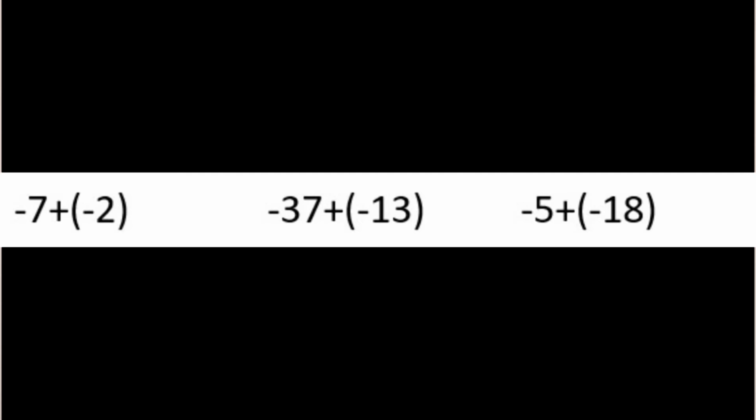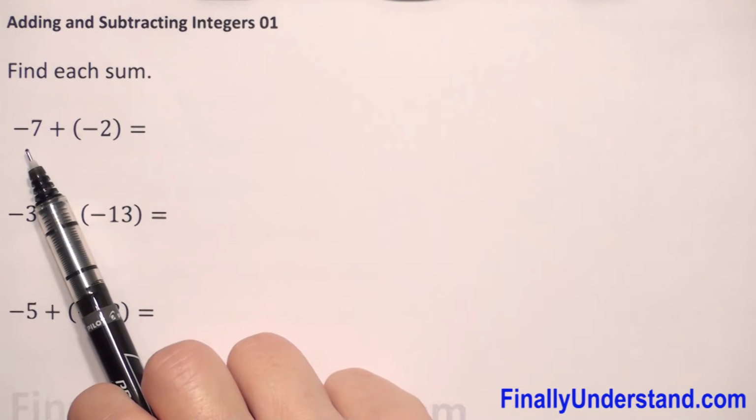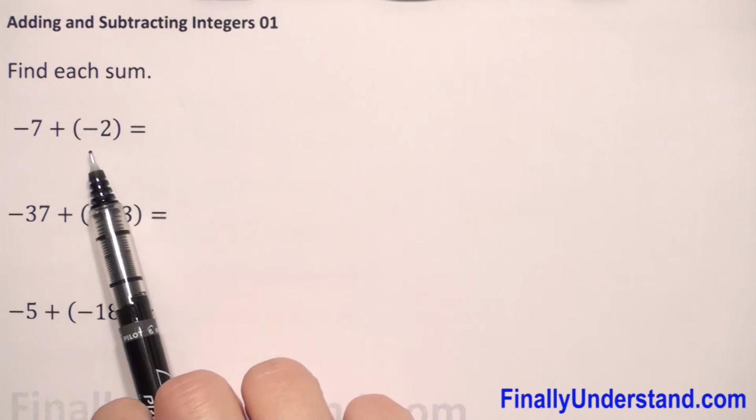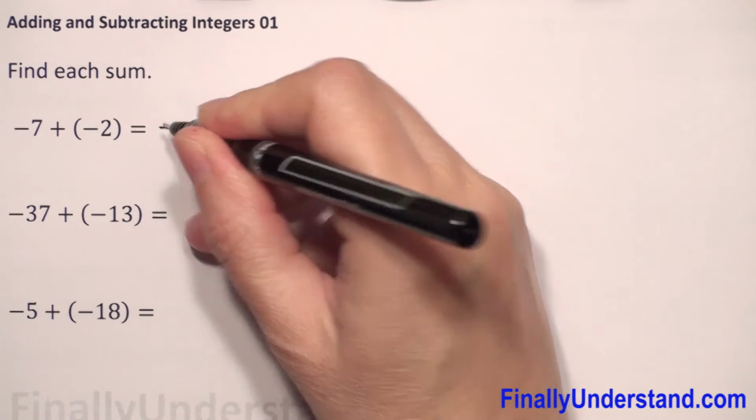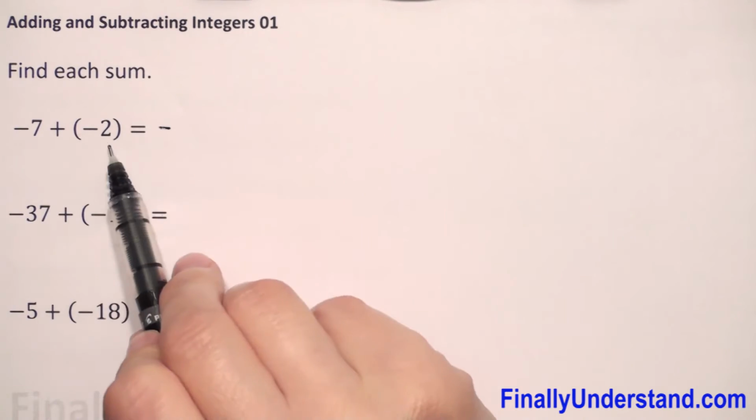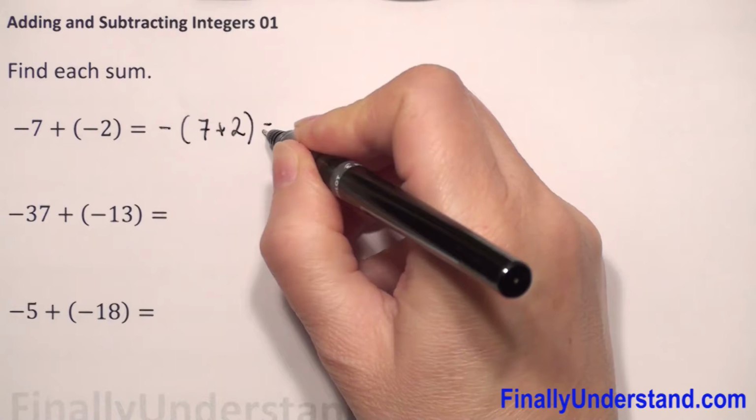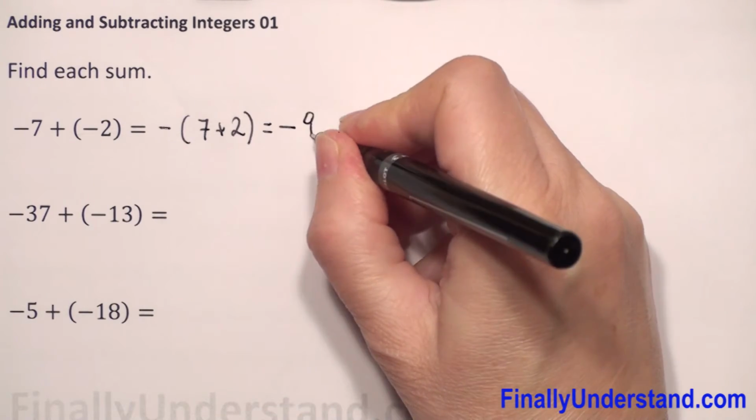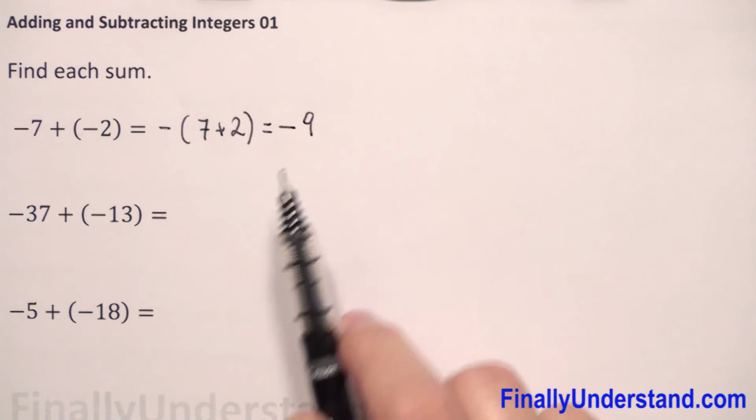We have to add integers with the same sign. In the first example, we have -7 plus -2. So both integers are negative. So we copy the negative sign and we just add 7 and 2. 7 plus 2, negative sign we copy. 7 plus 2 is 9. So -7 plus -2 is -9.